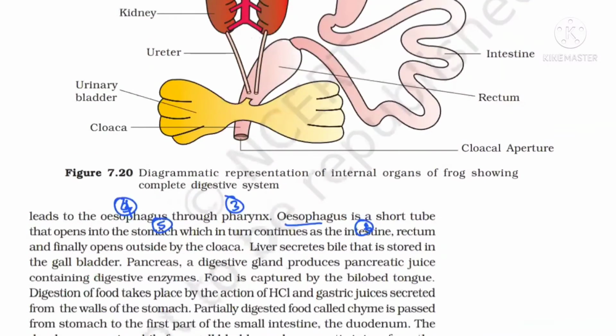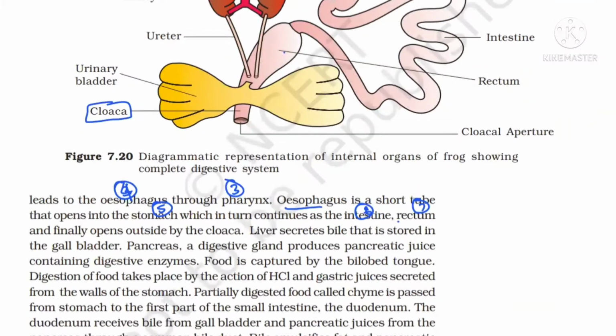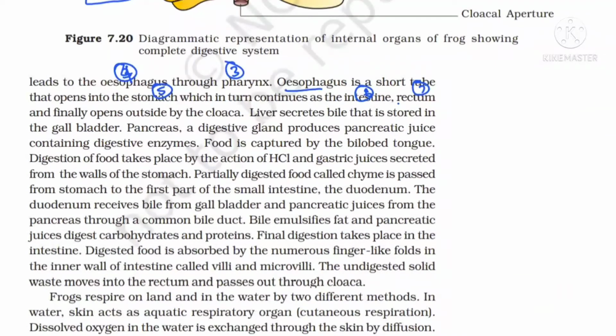And the intestine, if you see, its end is the rectum, which opens outside through the cloaca. Cloaca is a single opening where the digestive, excretory and reproductive tracts open. Digestive, excretory and reproductive, then it is known as cloaca. So I think the alimentary canal is clear.